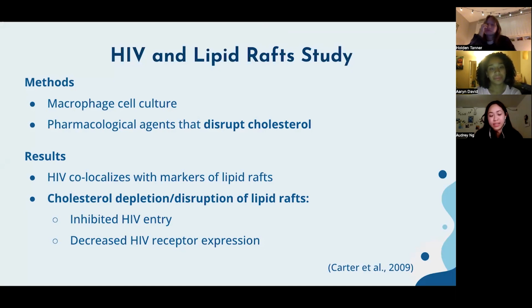So results showed that HIV, first of all, co-localizes with markers of lipid rafts. And then once you disrupt the cholesterol in those rafts, this can inhibit HIV entry and also lead to less HIV receptors on the cell surface in general.